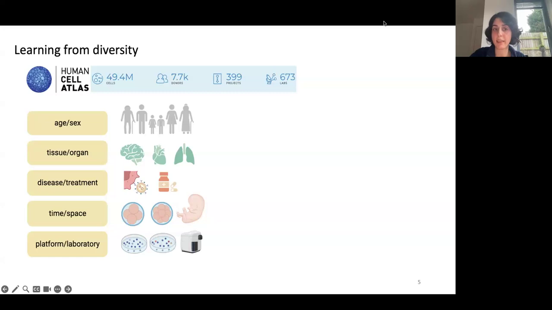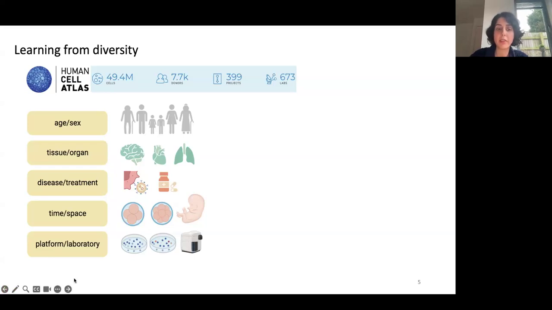What makes these cells different from each other is sometimes the age and the sex of the patient. Sometimes it's the tissue or the organ that has been sequenced from them. And if they have been through some disease or treatment in the past, or if we have developmental samples, it can be the time or the space that can separate the cells or cause some sorts of variations in them. These are some biological variations in the cells that we are very interested in understanding, in how they affect the response in the cells.